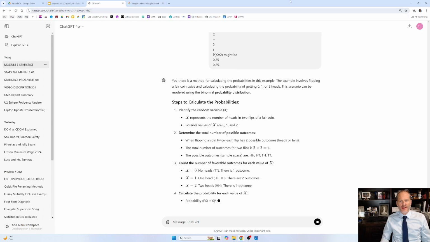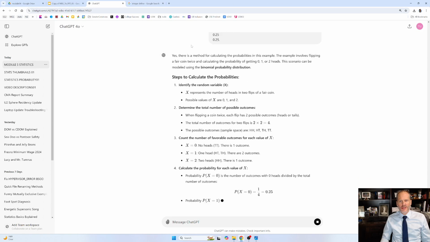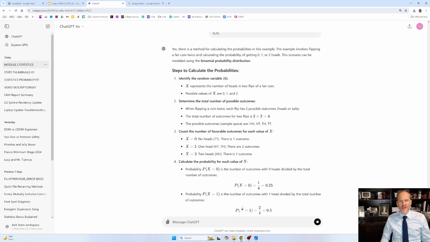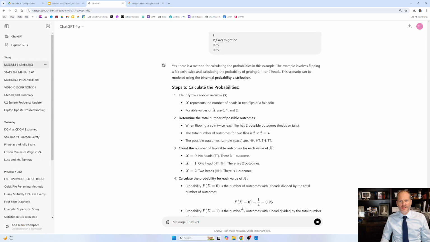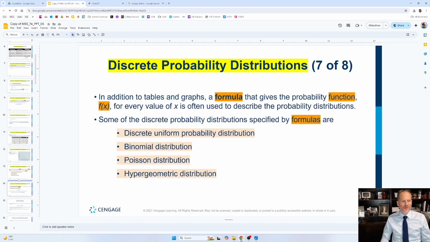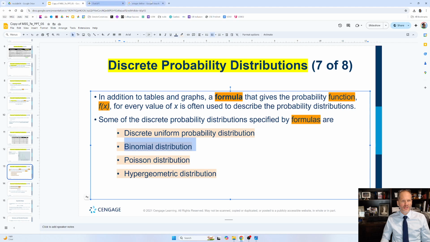Yes, there's a method for calculating the probabilities in this example. The example involves flipping a fair coin twice and calculating the probability of getting 0, 1, or 2 heads. The scenario can be modeled using the binomial probability distribution. We're going to learn about the binomial probability distribution coming up.